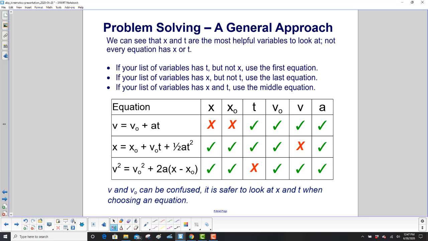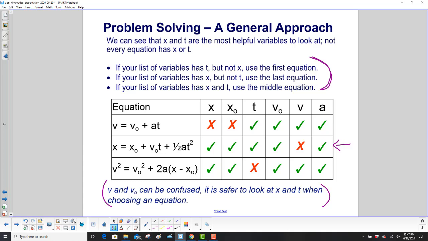Hopefully we can see that X and T are the most helpful variables to look at. Not every equation has an X or a T. Well, they also don't have a V here, but V and V0 can be confused. It is safer to look at X and T when choosing an equation. Okay, so let's get back up to the top. Just want to give that quick reminder.